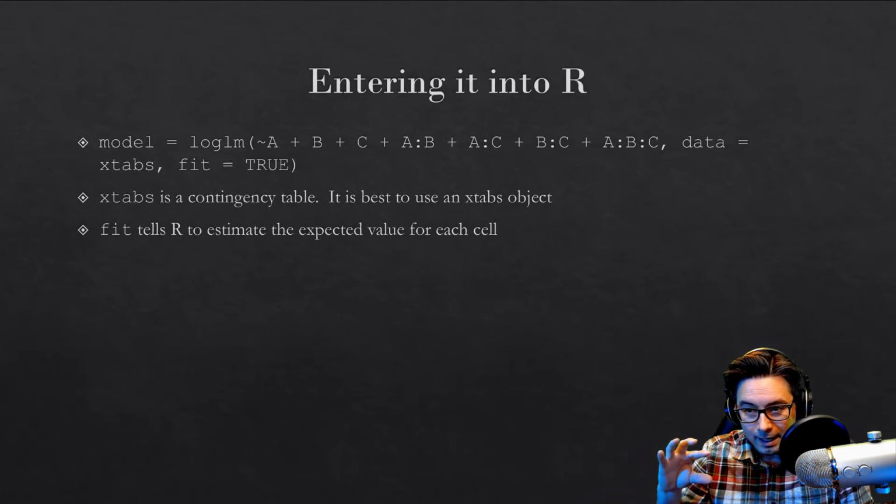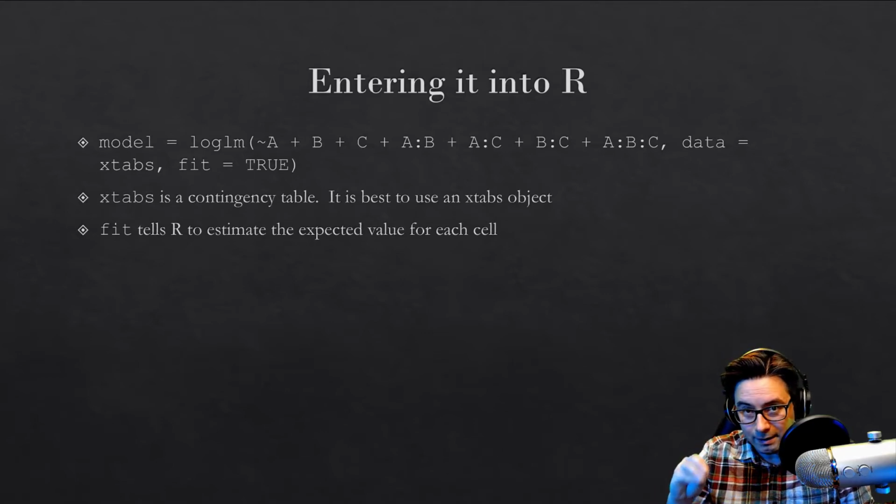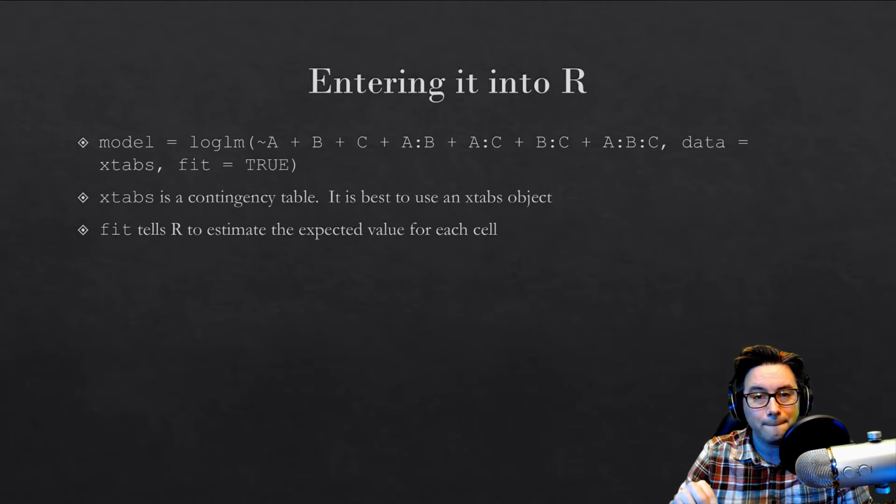And it can have multiple variables in it. But the idea is it's not going to be referring to a data frame. It's referring to an xtabs object. Tables don't work. The table method doesn't work. It's got to be an xtab. And then the fit part at the very end, where fit equals true, tells R to estimate the expanded value of each cell.